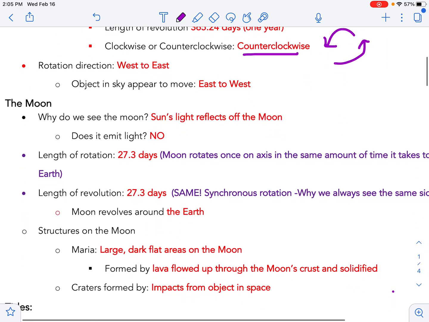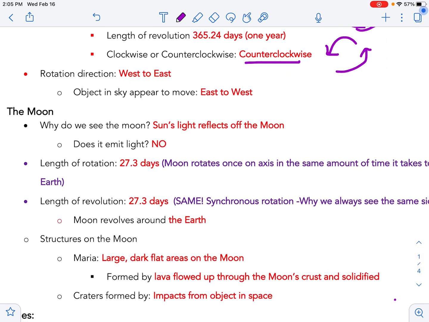So we're going to go on to the moon section. Why do we see the moon? Sunlight reflects off the moon. The moon does not make its own light. It is a solid object. Earth does not make its own light. The planets do not make their own light. Only a star can make its own light through nuclear fusion, right? And so that is our sun. So we see the moon because the sunlight reflects off it. Does it emit light? Nope, never does it emit light.